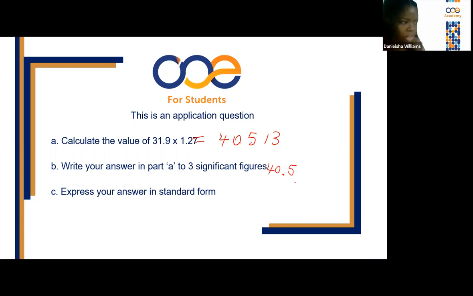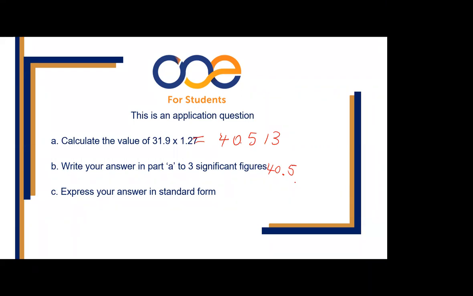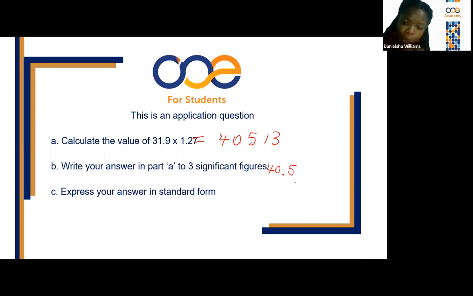So let's see. Who would like to share this response? I've gotten Ophelia's response, but who would like to share it as we're discussing now? Oh, for part C, miss, I got 4.0513 times 10 to the first power. Okay. Ophelia, you wrote 40.5 times 10, I believe.